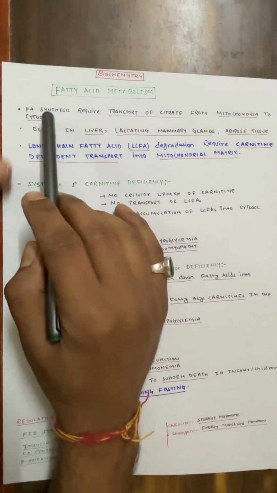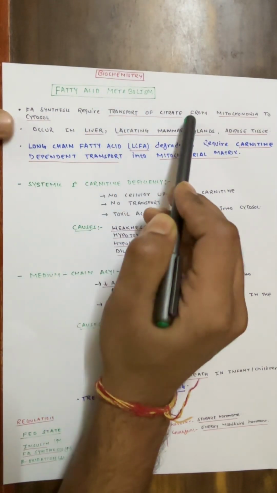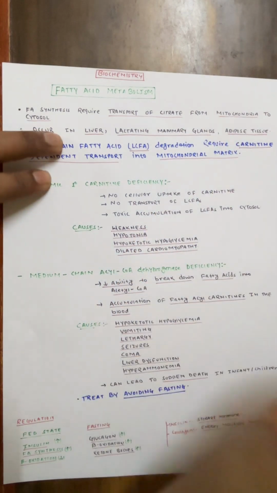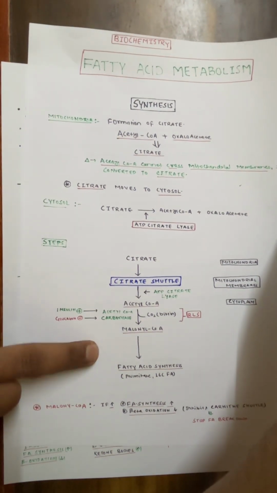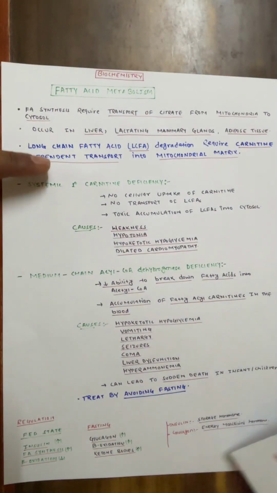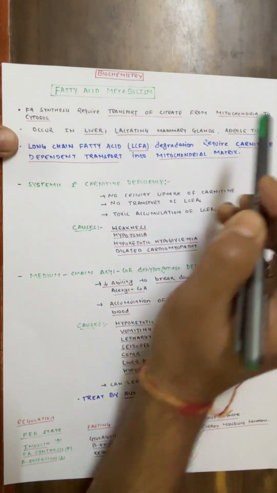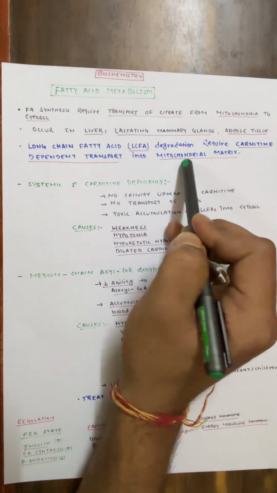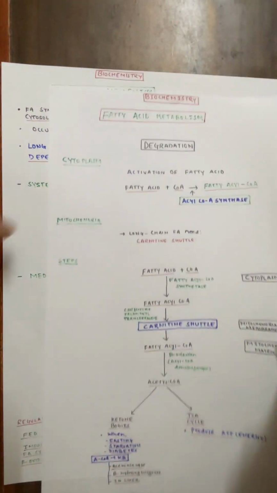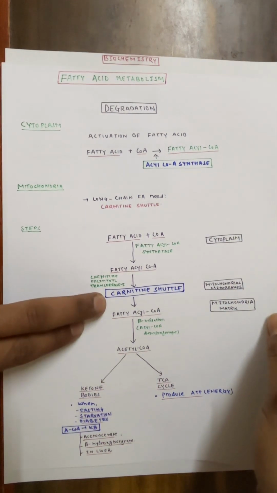Now let's see fatty acid metabolism. Fatty acid synthesis requires transport of citrate from mitochondria to cytosol. We all know that this citrate is getting transferred from mitochondria to cytoplasm, and it occurs in the liver, lactating mammary glands, and adipose tissue. Long chain fatty acid degradation requires carnitine dependent transport into the mitochondrial matrix.